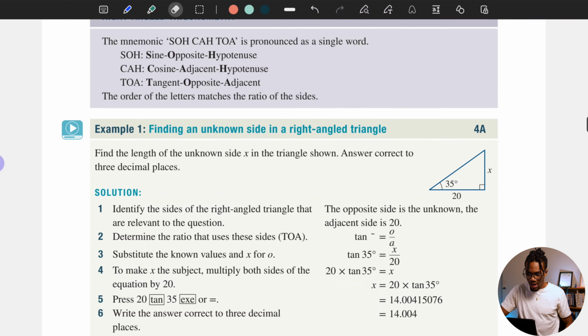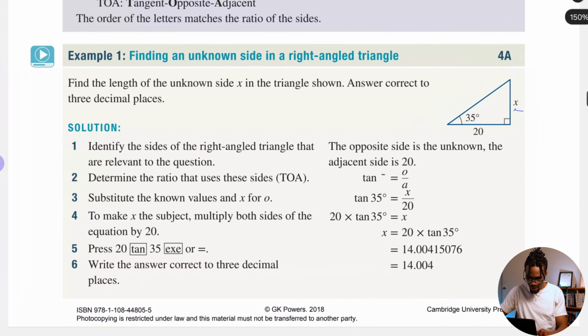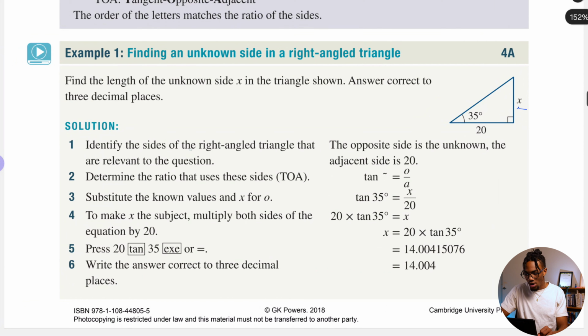Basic trig, finding the unknown side in a right-angled triangle. Find the length of the unknown side x in the triangle shown. Answer correct to 3 decimal places. So, follow the example to a T. So I identify the sides of the right angle triangle that are relevant to the question.